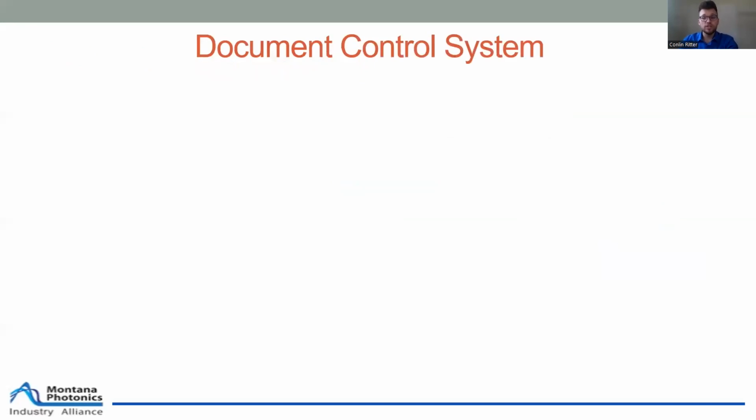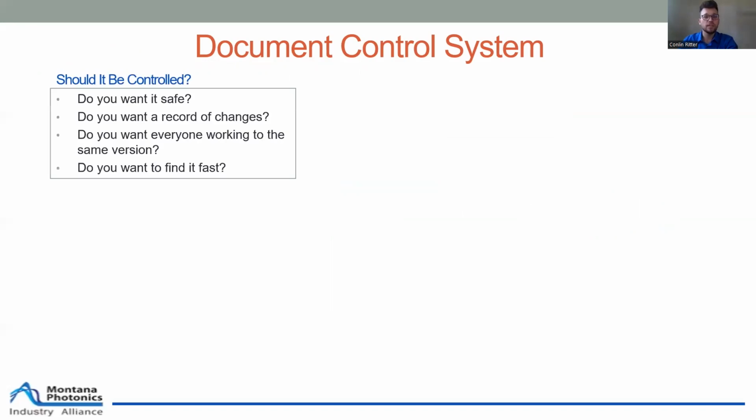So there's more to just ECOs for document control, however. You need to think to yourself, should a document be controlled? When would that be true? Well, perhaps you want to keep that document safe. You want to keep a record of the changes. You want to keep everyone working to the same version, and you want to find it quickly.